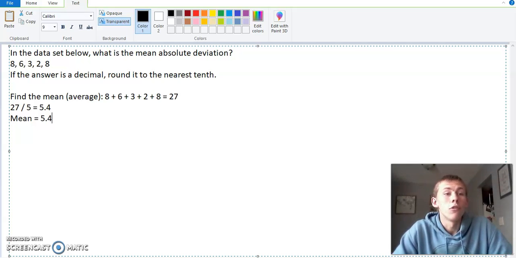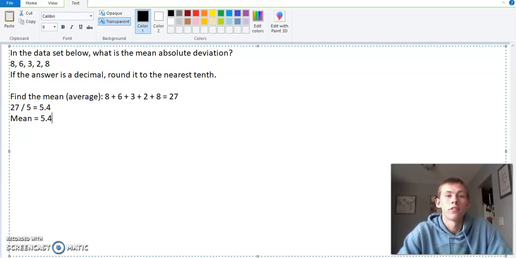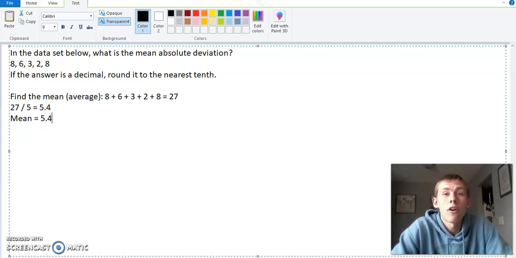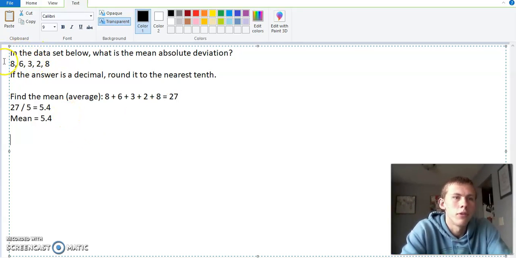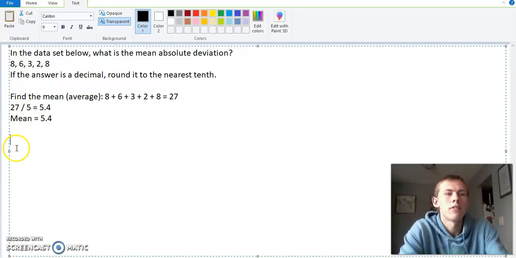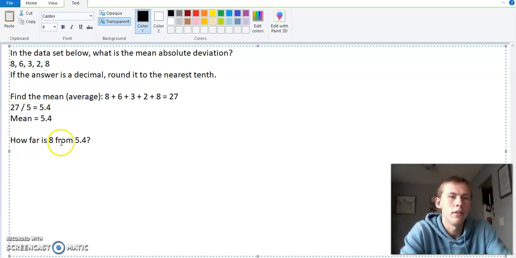Now that we have our average, we're going to do our final step for finding the mean absolute deviation. We want to see how far away from the average each of these numbers is. Here's what I mean by that. Let's go back to our list of numbers. Our first number is 8. I'm asking myself, how far is 8 from 5.4? Because 5.4 is our mean.